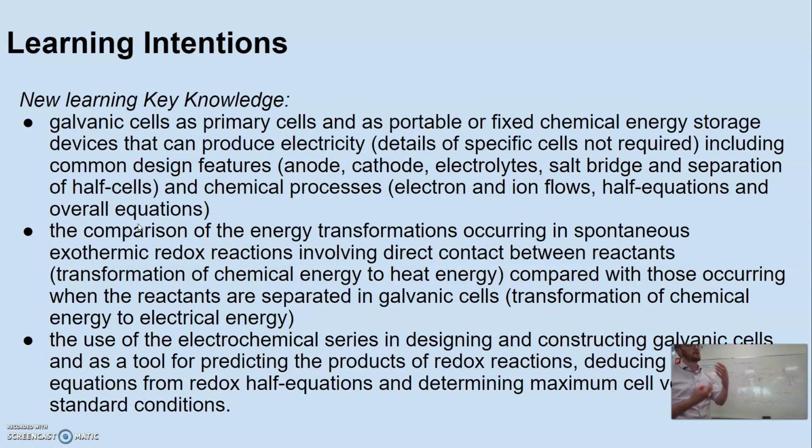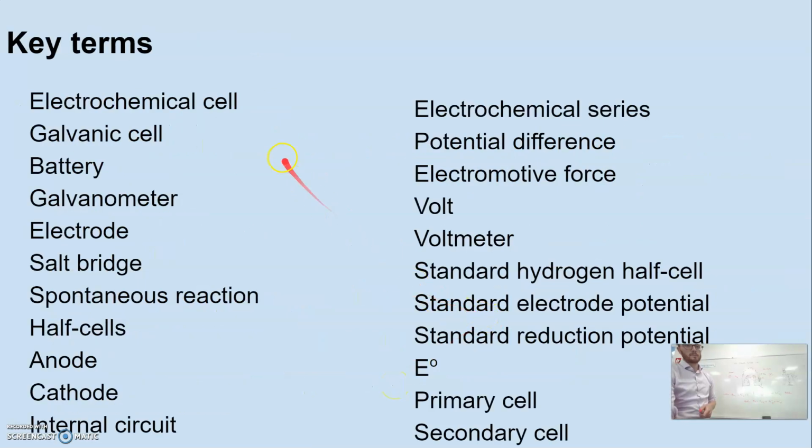It gets warm because there's a bit of resistance there, right? And we'll get to it. It's called a secondary cell, things that are able to recharge. And in order to recharge them, we need to apply greater than the potential difference. Use of electrochemical series in designing and constructing galvanic cells, etc. So we'll get to that.